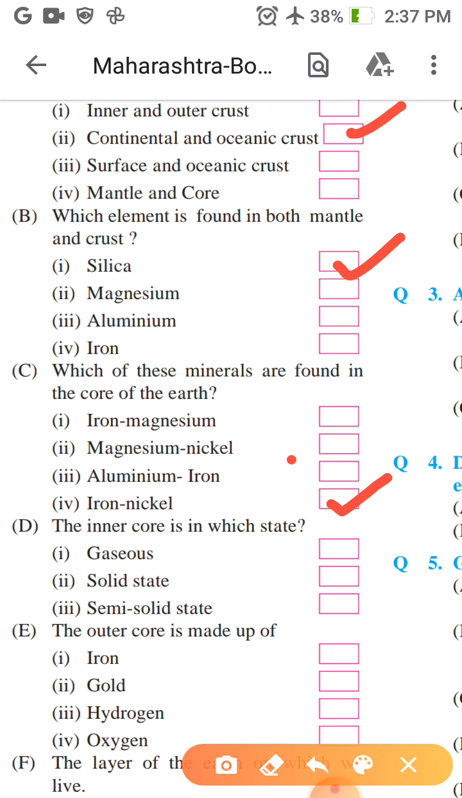Then, inner core is in which state? Gaseous, solid, semi-solid. Inner core is in which state, students? Yes, inner core is in a solid state and outer core is in which state? Yes, outer core is in a liquid state. Now next one. Outer core is made of iron, gold, hydrogen, oxygen.